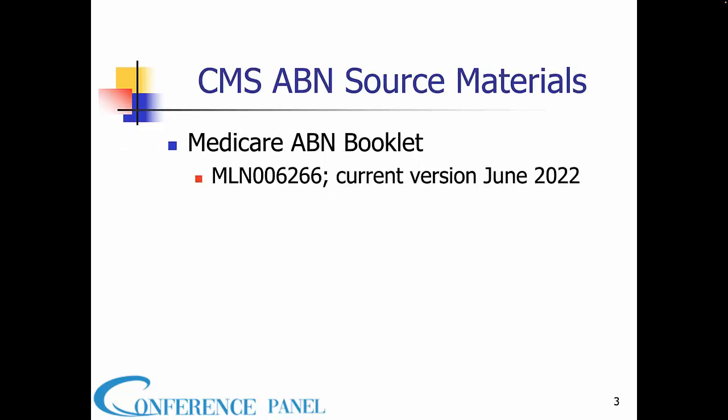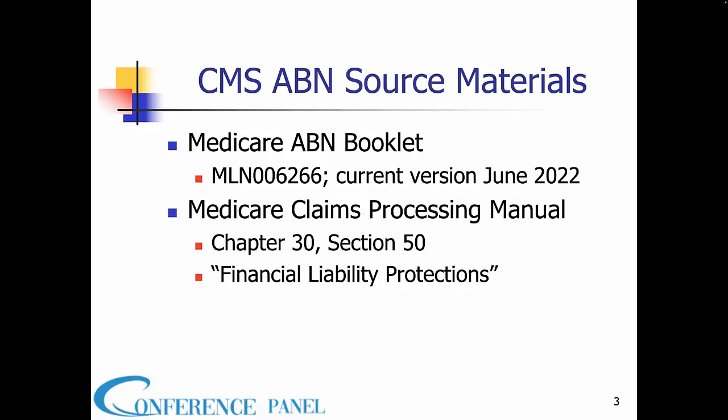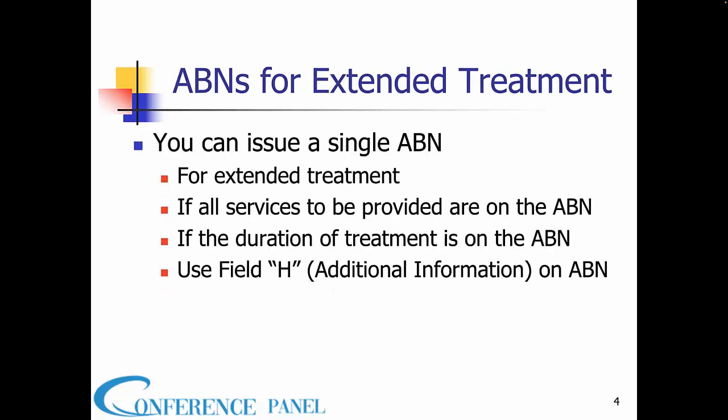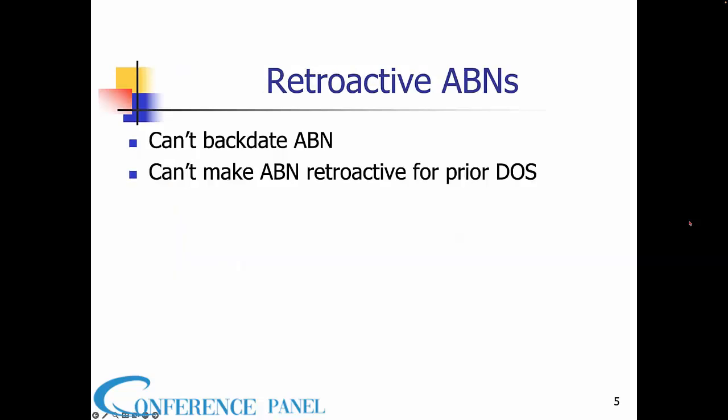Medicare has an ABN booklet that they put out. They update it every so often. The most current version is June of 2022. The actual source document is in the Medicare Claims Processing Manual. You can use a single ABN for extended treatments that are not covered. That's a data field. There are data fields A through H on the ABN form. And you have to put the duration that this ABN is going to cover. You can't make an ABN retroactive. So even if you dated it today, you didn't backdate it, you dated it today, but you want to make it retroactive for a prior date of service, you can't do that either.